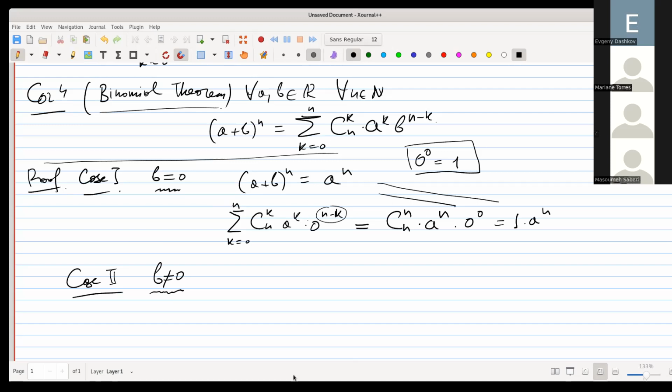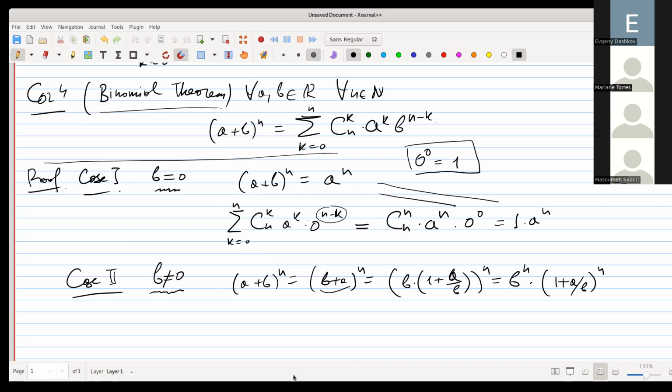Yes. Now, assume that B is not 0. Let us take (A plus B) to the power n. It is the same as (B plus A) to the power n, of course. And now we can divide everything here by B. B is not 0 after all. So we have 1, and here we have A over B, to the power n. That is B to the power n multiplied by some binomial.